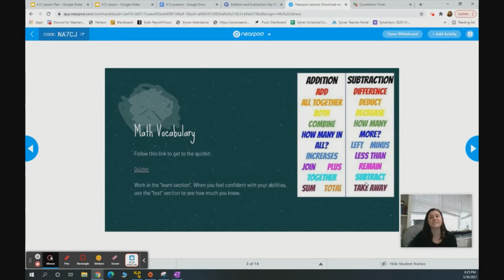When we're talking about addition, you're going to see words like add, altogether, both, combine, how many in all, increases, join, plus, together, sum, total. Subtraction words would be difference, deduct, decrease, how many more, left, minus, less than, remain, subtract, and take away.